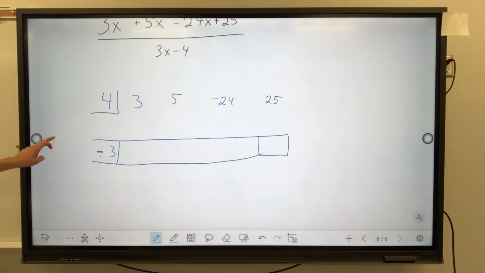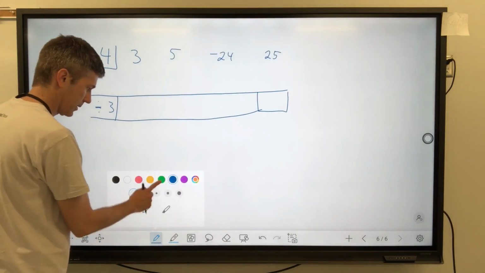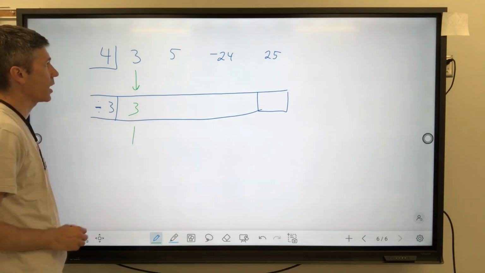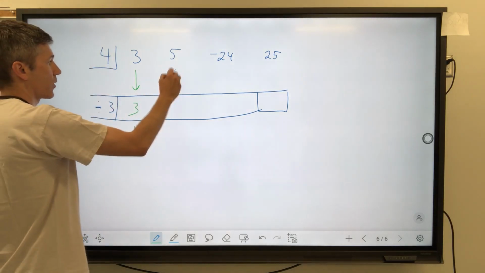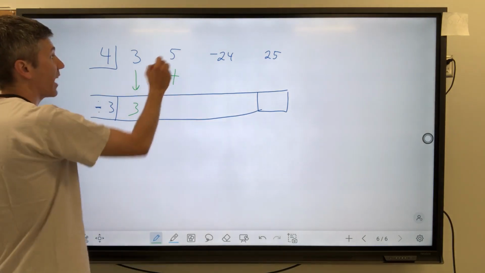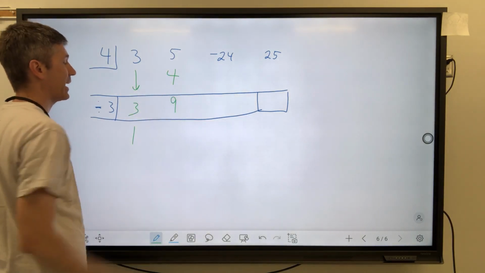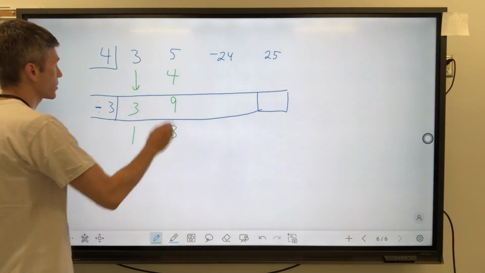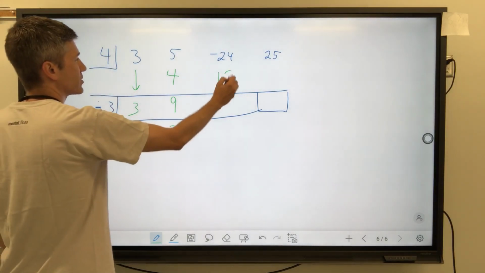All righty. Let's slide this up. There we go. Bring down your 3. 3 divided by 3 is 1. 4 times 1 is 4. Okay. 5 plus 4 is 9. 9 divided by 3 is 3. 3 times 4 is 12.